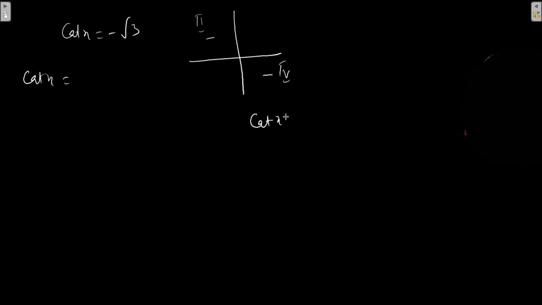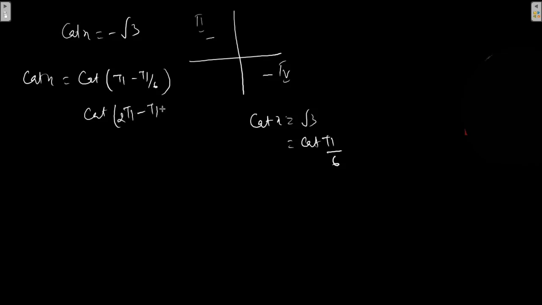So when cot x equals root 3, what would be my value? My value would be cot of 30 degrees, basically pi by 6. When I have to get the value in the second quadrant, I will put cot of pi minus pi by 6, and in the fourth quadrant I will put cot of 2 pi minus pi by 6, right?